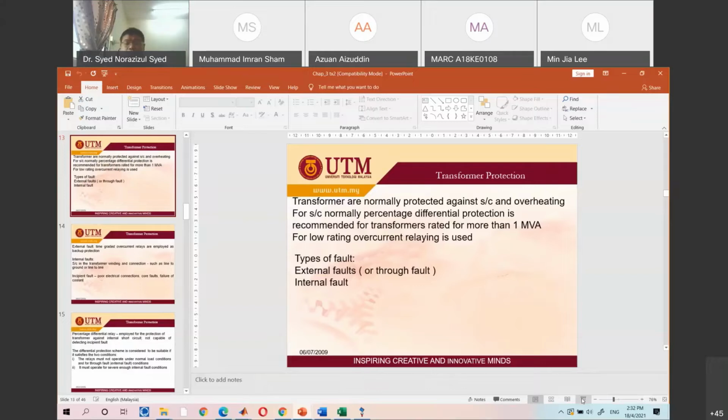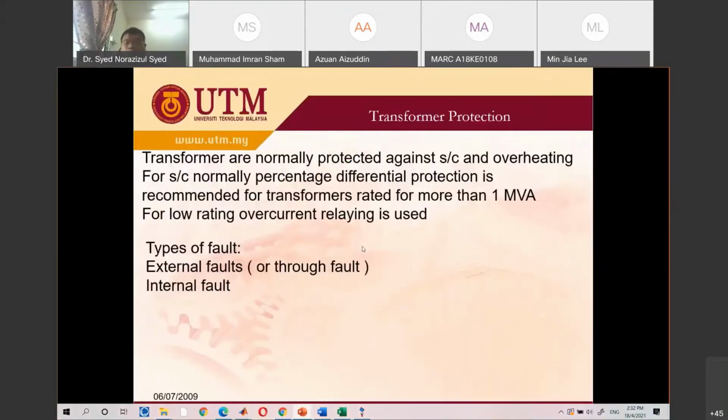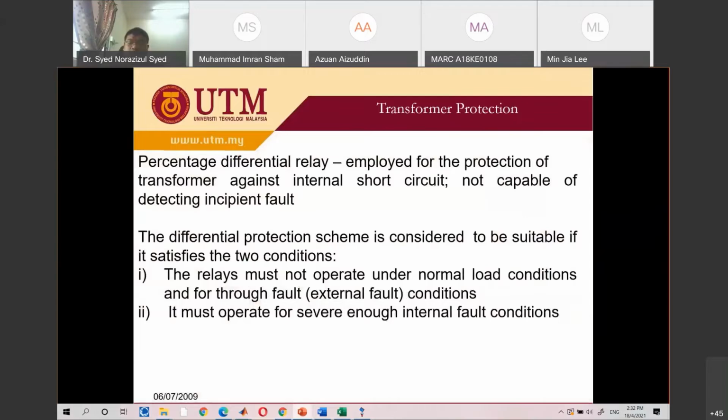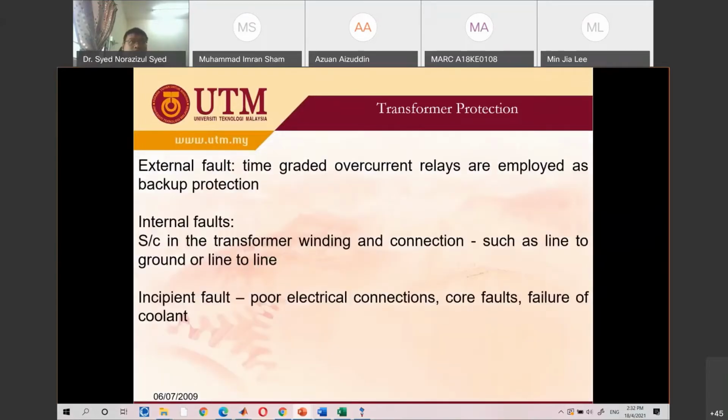So on Wednesday we will focus on the generator transformer, I think the last one, and also the tutorial for your Test One. I think your Test One will be on 29 April, on Thursday, next week Thursday. Okay.